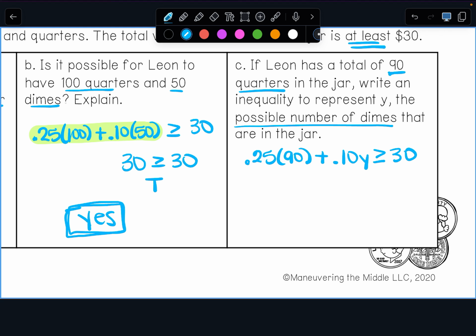Now look at your inequality. We only have one variable. What can we do? You could solve 0.25 times 90 and then subtract that. Correct. You solve. Very good. So let's solve. Before we move it over, let's go ahead and take care of that. What is 0.25 times 90? 22.5.